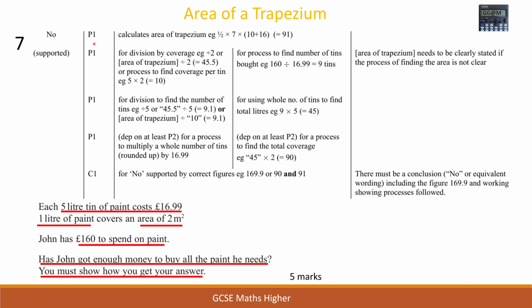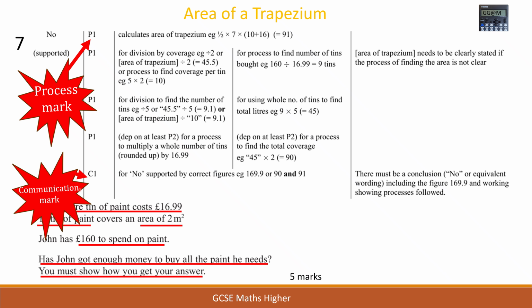So here's the mark scheme. You can see here there are 5 marks for this question. 4 of them are P marks, which means they're process marks. So for going through this process of finding the area of a trapezium, which is a half of the height times by the parallel sides, A plus B, the length of those. And then C1 is a communication mark. The answer was no, and supported means you must show this working in order to get the answer.